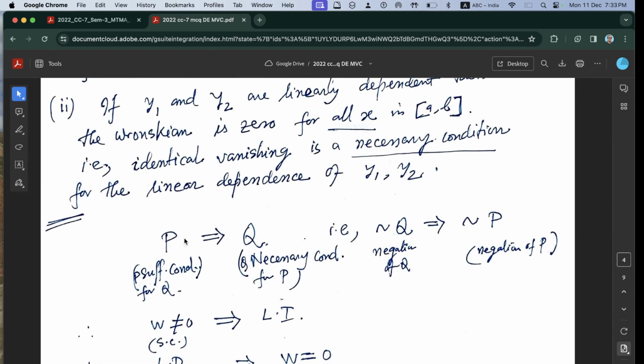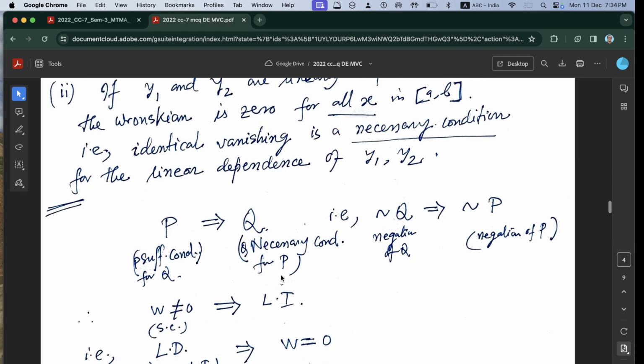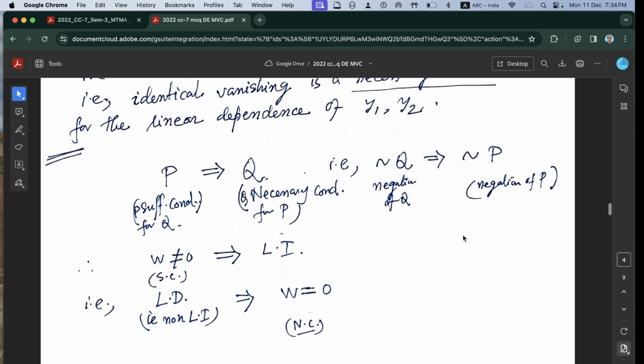Here, P implies Q. If P is a mathematical statement and Q is another mathematical statement, then if P implies Q, we say P is a sufficient condition for holding Q, and Q is a necessary condition for holding P. Contrapositively, the negation of Q implies the negation of P.